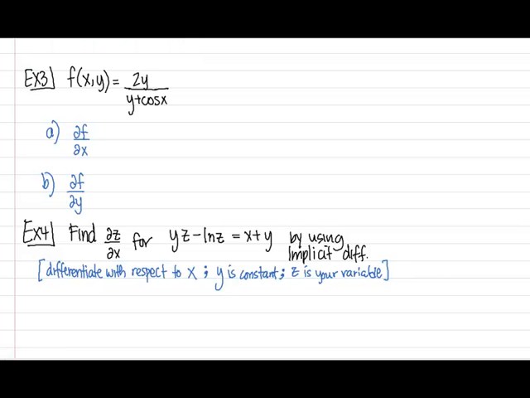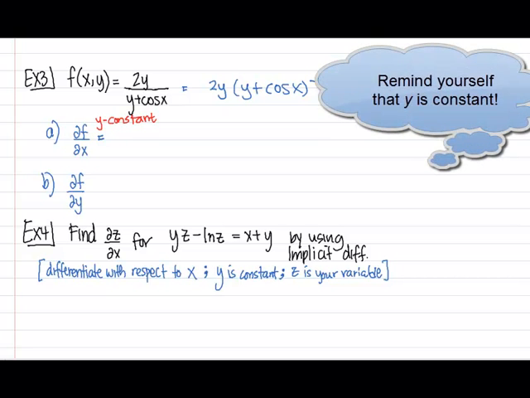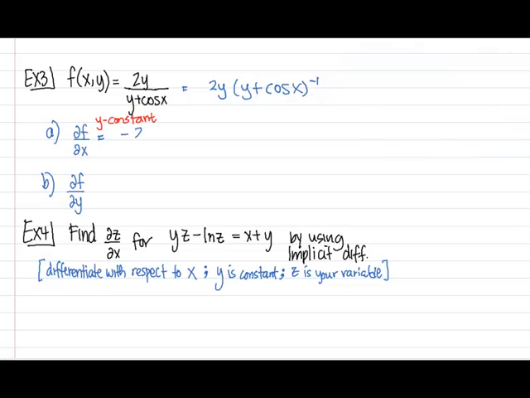f of xy equals 2y over y plus cosine x. So you could even think of this as 2y times y plus cosine x to the negative 1 power. So finding f sub x, we simply have the derivative of this latter part, so negative 2y times y plus cosine x to the negative 2 power, and then our chain rule, the derivative of cosine, which is negative sine x. So simplify this stuff out. We have 2y sine x all over y plus cosine x quantity squared.